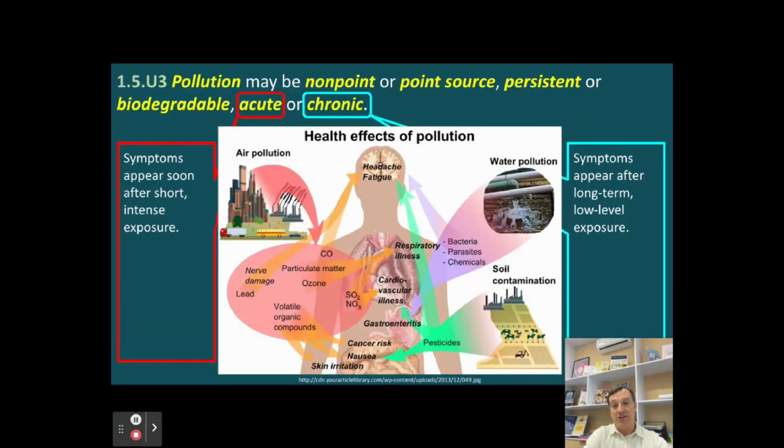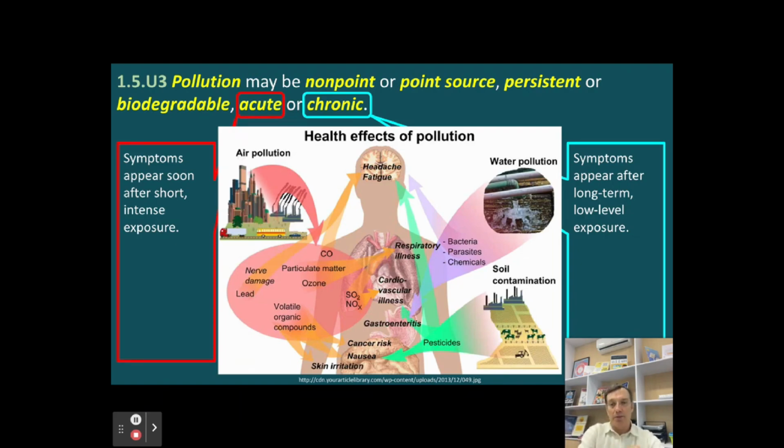Pollutants can be classified as acute or chronic. Acute is very short term. This may be where there's a single accident. Maybe there's a chlorine leak from a swimming pool, or there's a train derailment, and whatever the train is carrying is some type of chemical that's released as a result of the accident into the atmosphere. That's a short-term, acute instance of pollution. Frequently, that's a point source pollution, but not always.